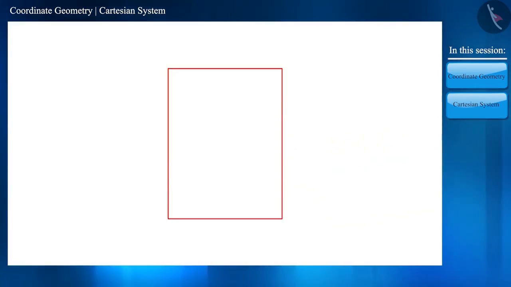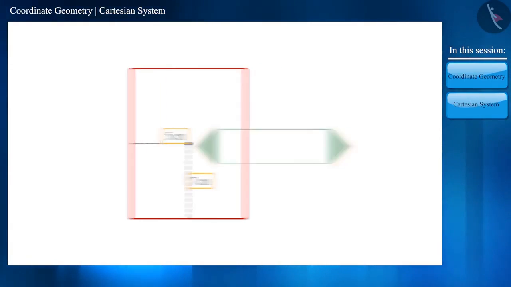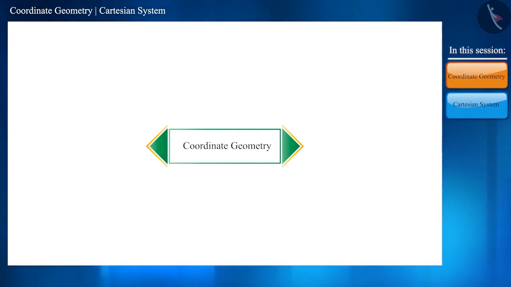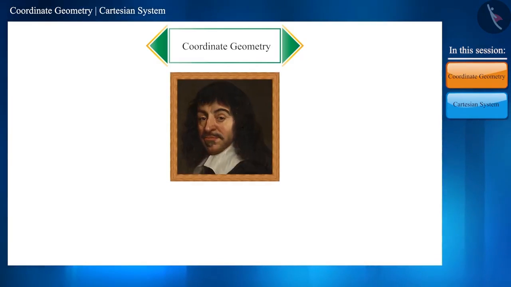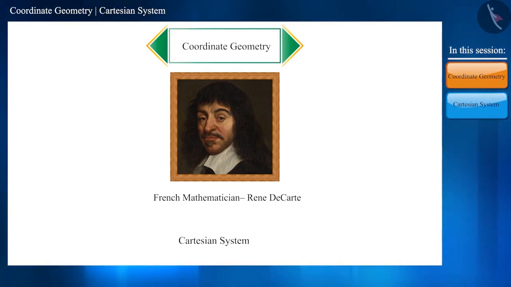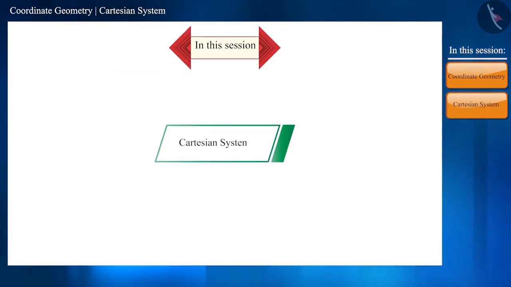Friends, we can explain this situation this way, that to know the position of a point in a plane, we need to have two pieces of information, or say two directions. This simple idea is being used extensively in mathematics, which is identified by the name of coordinate geometry. The origin of coordinate geometry was done by the great French mathematician René Descartes. That is why it is also called the Cartesian System. In this session, we'll discuss the Cartesian system in detail.